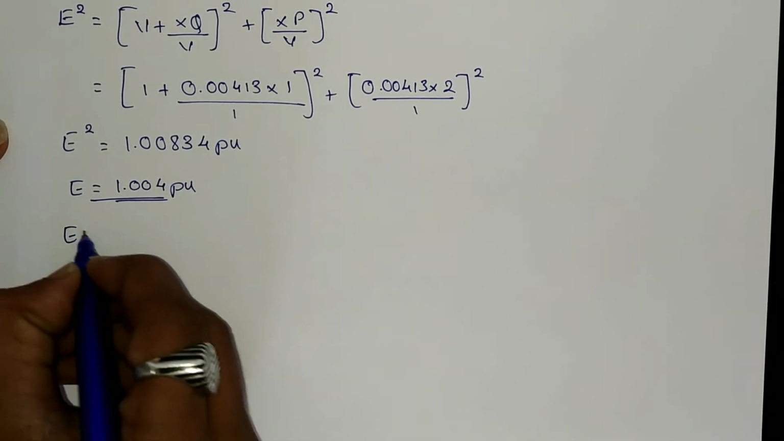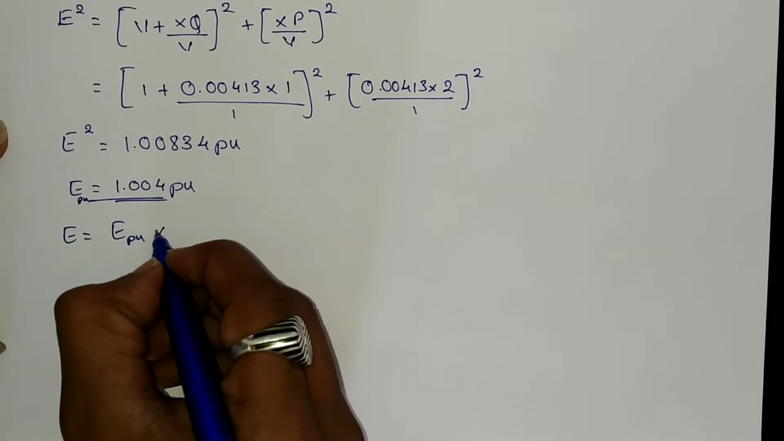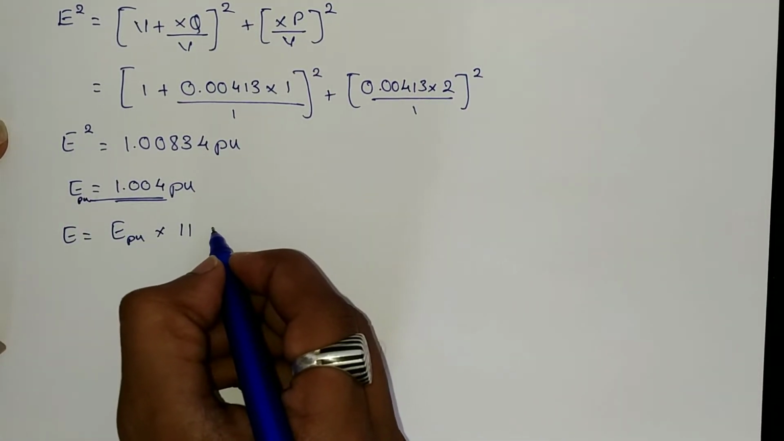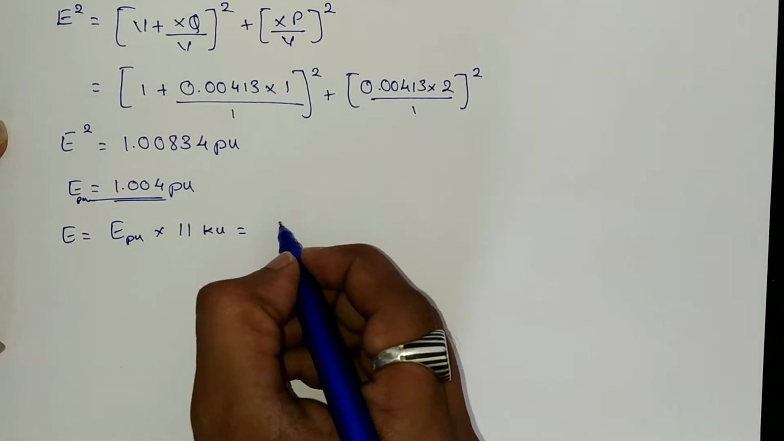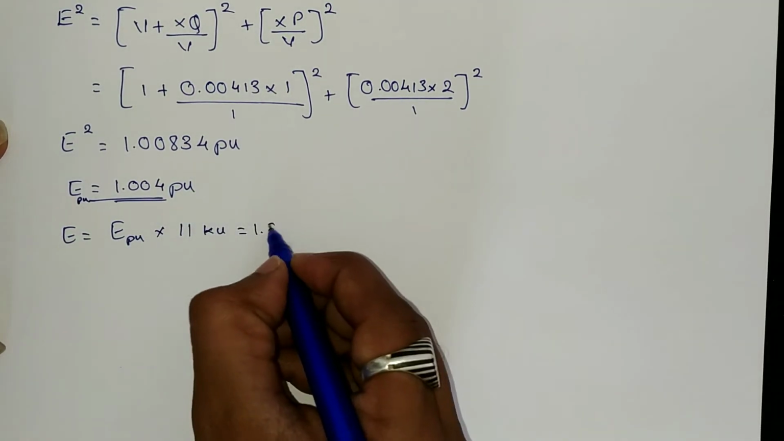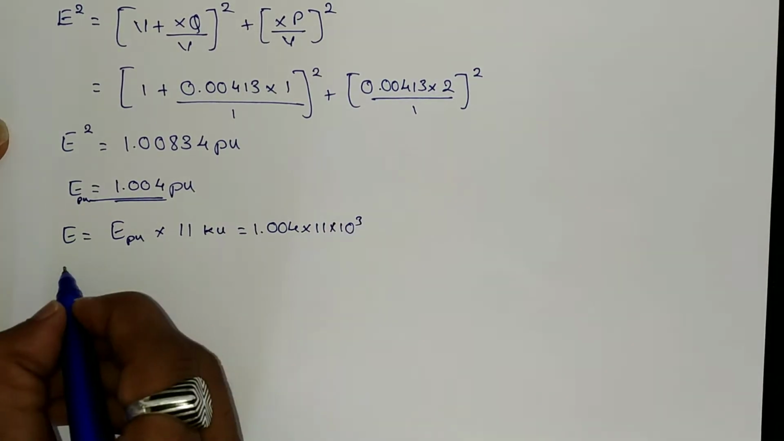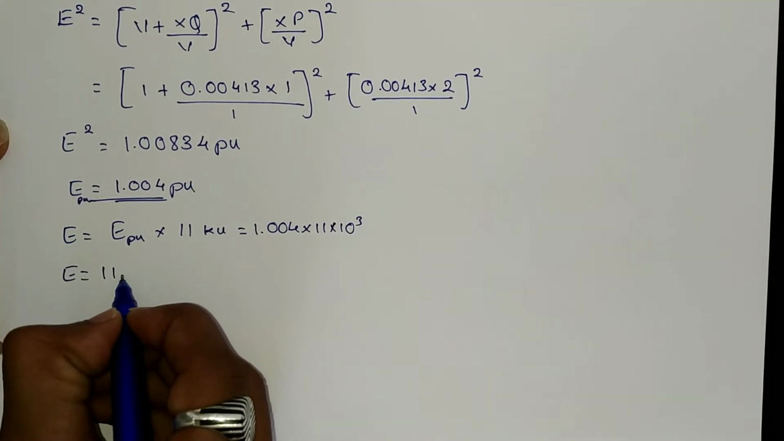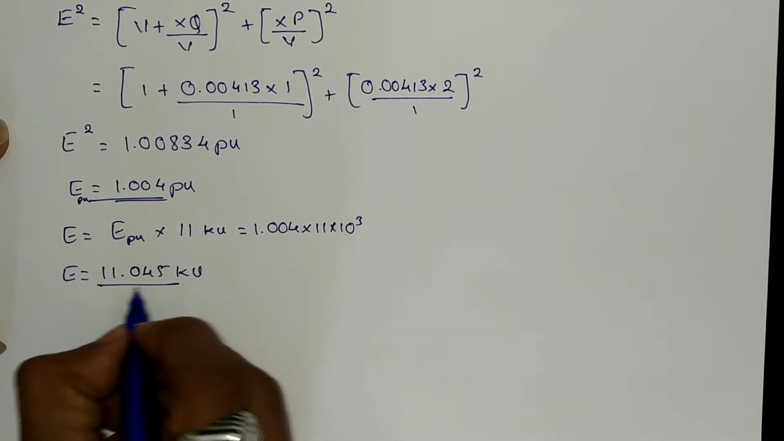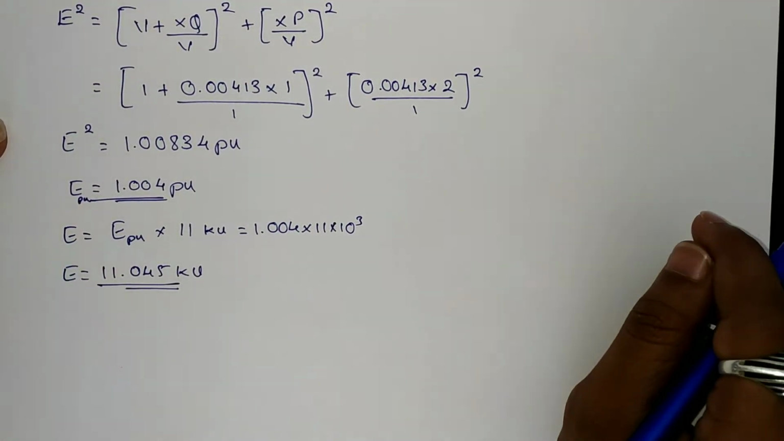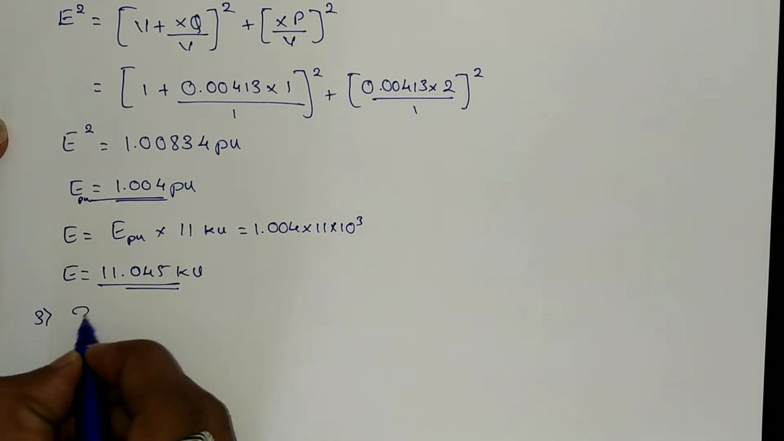The exact value of E is equal to E per unit into 11 kV, which is equal to 1.004 into 11 kV, which is 11.045 kV. This is the sending end voltage. After getting the sending end voltage, we can now calculate the regulation.